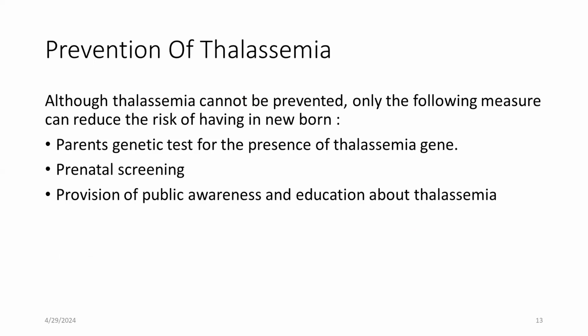Prevention of thalassemia. Although thalassemia cannot be prevented, only the following measures can reduce the risk of having a newborn with it: genetic testing of parents for the presence of the thalassemia gene, prenatal screening, and provision of public awareness and education about thalassemia.